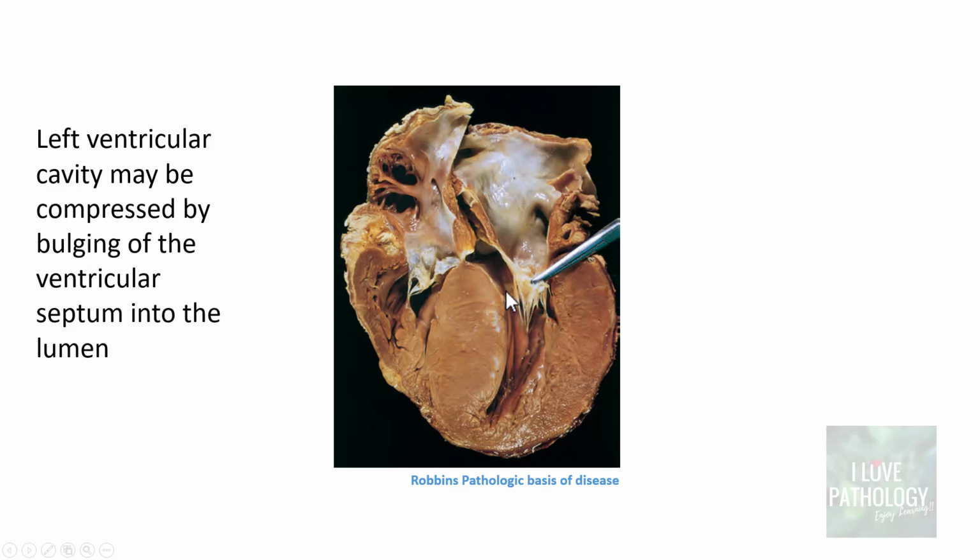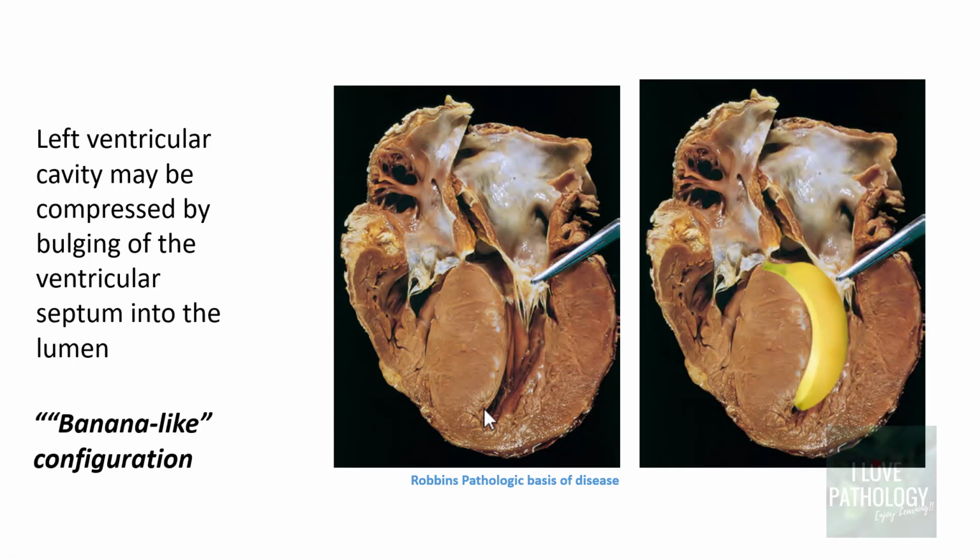Okay, because of the bulge of the interventricular septal hypertrophy, the ventricular cavity will be compressed, resulting in a very characteristic appearance called banana-like configuration. Can you make out that this is almost like a compromised ventricular cavity, looking as if it looks like a banana, right? So that's why it's called banana-like configuration of the ventricular cavity, particularly the left ventricular cavity.